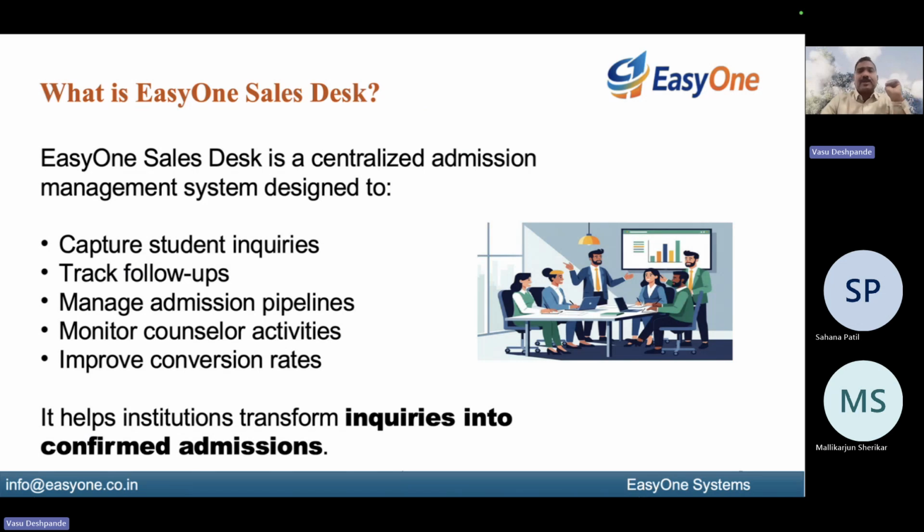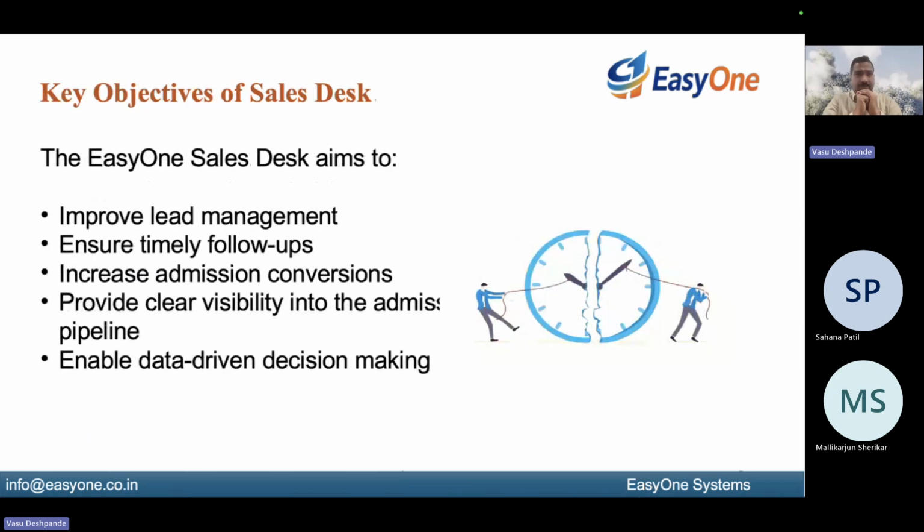So that means you are going to capture the student inquiries, track the follow-ups, track the admission pipeline, find out how many are in the pipeline, monitor the counselor activities, and improve the conversion rates. All of those you are going to be able to do in EasyOne. So it will help you improve the lead relationship and timely follow-up, because let's say a student puts in a request today and you don't get back to him either today or tomorrow, and you get back to him after 1 week, he might have forgotten and applied elsewhere. So that's why speed is important over here.